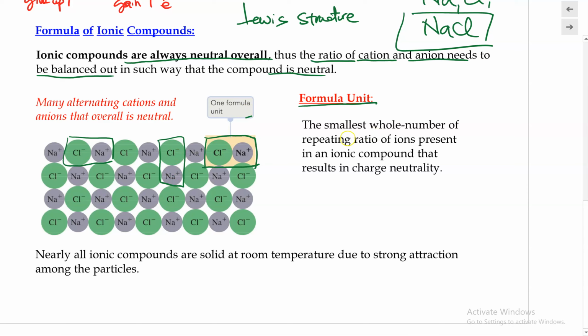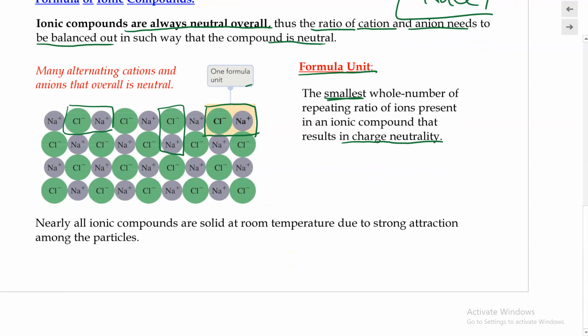So the formula unit is the smallest whole number repeating ratio of the ions present in the ionic compound that results in the charge being neutral. So here in this case, for sodium chloride, it is NaCl. And that is the formula unit.